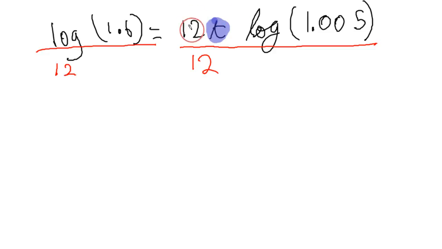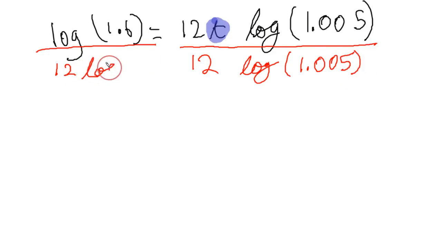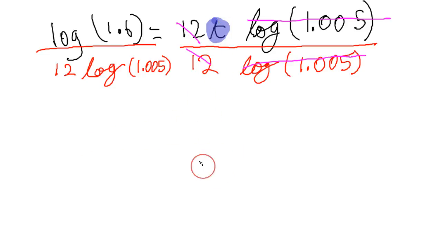I also know that I need to get rid of this log 1.005, and the only way to do that, because it's multiplying the t, is to also divide by that same logarithm on the right-hand side. But that means I have to come over to the left-hand side and make sure I do the same thing. Now, this over here is going to cross out. The entire logarithm is going to cross out. So what I have now is t by itself over on this side.